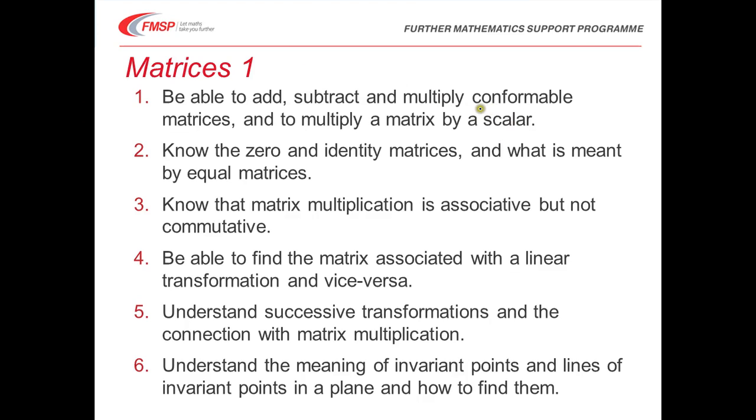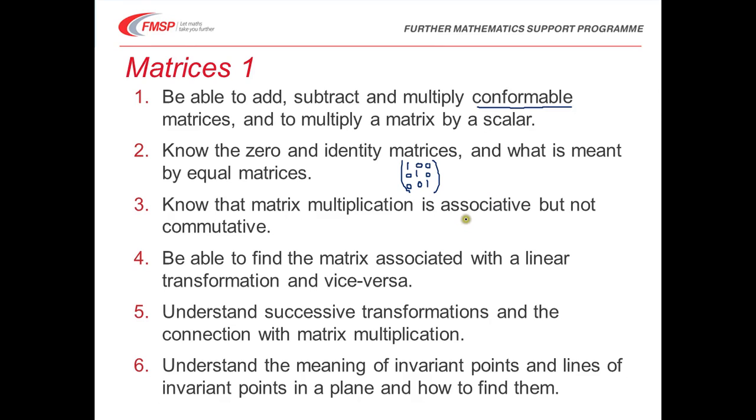Point 1 is exactly one of those. When it talks about conformable, that just means that it matches up properly so that you can multiply them. You need to know the zero and identity matrices. So the identity matrix is where you've got ones in the leading diagonal and zeros everywhere else. Any size of square matrix. Equal matrices, well, those are just matrices which are identical.